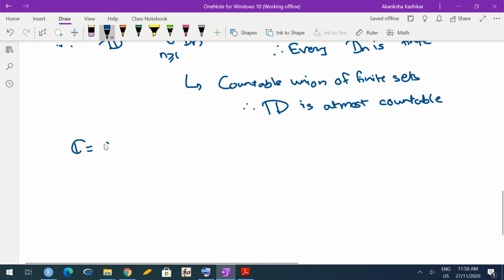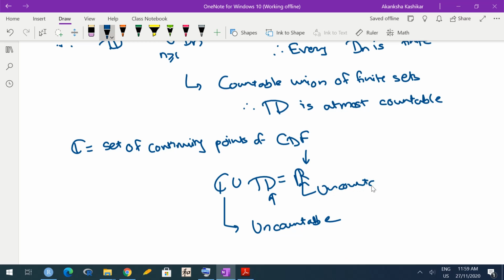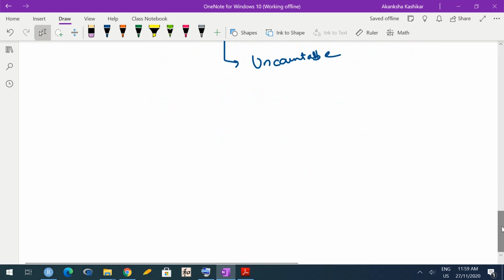Similar to script D, I can define script C as the set of continuity points of the distribution function. Now, every point on R will be either a discontinuity point or a continuity point. So C union D is always R, because the distribution function is defined on the entire real line, irrespective of the support of X. So C union D is R and D is at most countable, which means C will always be uncountable, because we know R is uncountable. If C were also countable, then the union of two countable sets would become uncountable, which is not possible. So C has to be always uncountable. So the set of continuity points is always uncountable, those points at which the distribution function is continuous.